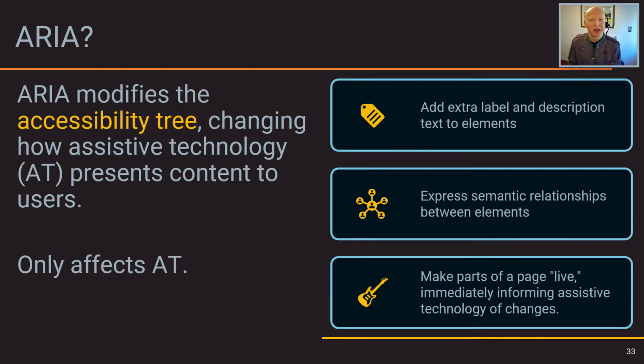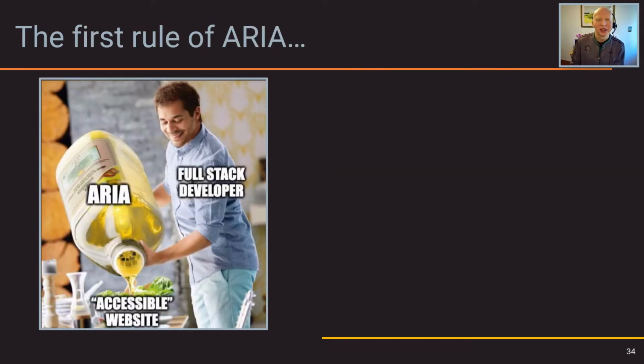If you haven't heard of ARIA, or Accessible Rich Internet Applications, before, it's used to modify the accessibility tree that the browser creates and affects only assistive technology, or what we call AT. It's used to add extra information, express semantic relationships, and inform assistive technology of changes. This meme shows a full stack developer applying a massive bottle of olive oil labeled ARIA to a salad that is labeled Accessible Website.